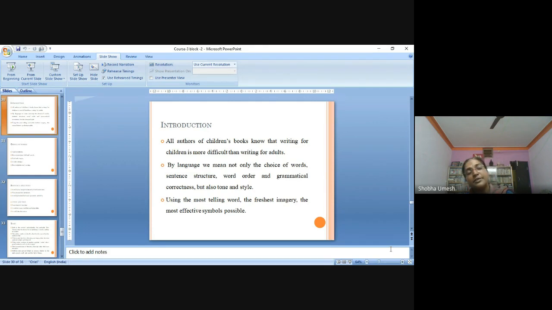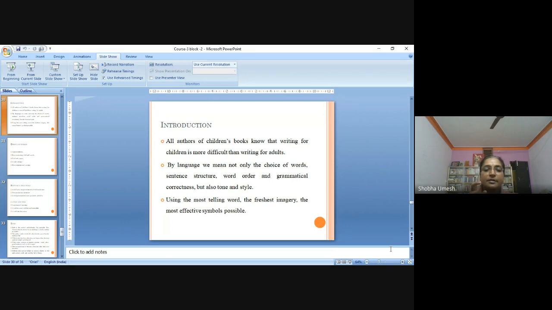All authors of children's books know that writing for children is more difficult than writing for adults. So we can see that there are fewer writers who write for children. There are many writers who write for the adult group, but very few who write for children, because it is a very difficult and complicated area. Why is it so complicated?